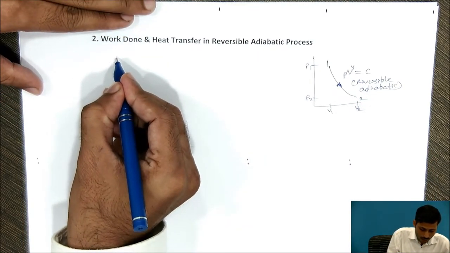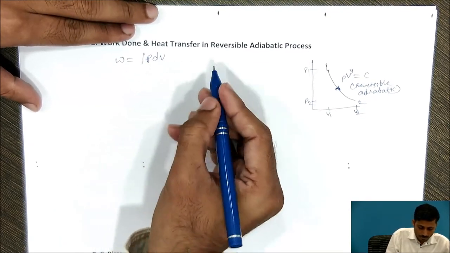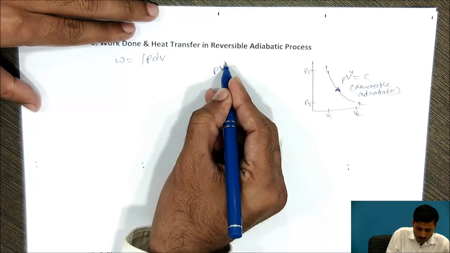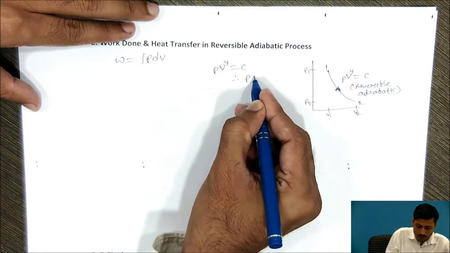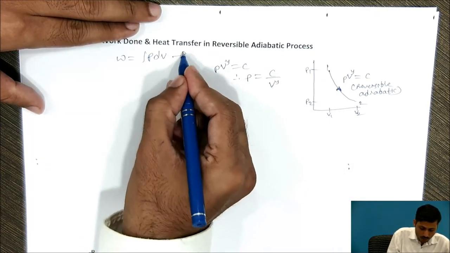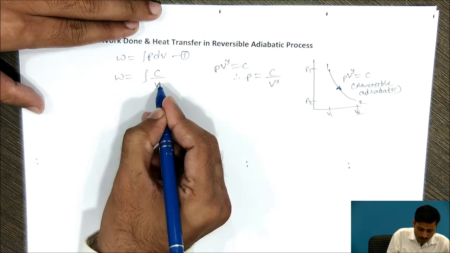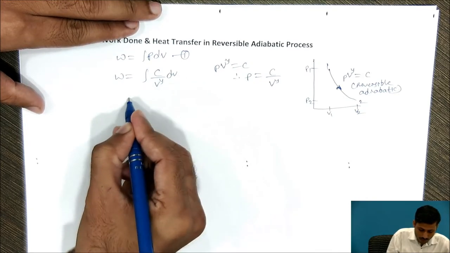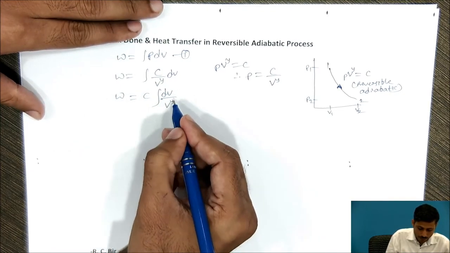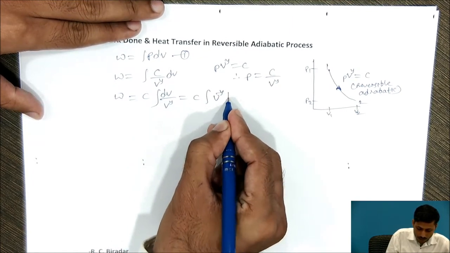Now I know that the equation for work done is integration of P into dV, and we know that the reversible adiabatic law is PV raised to gamma is equal to constant, and therefore P is equal to C by V raised to gamma. I can put this value of P in the above first equation and I get W as integration of C by V raised to gamma into dV, and this term C is constant, so I can take it outside. I can write this as V raised to minus gamma into dV.